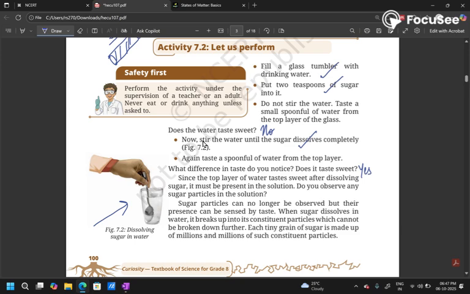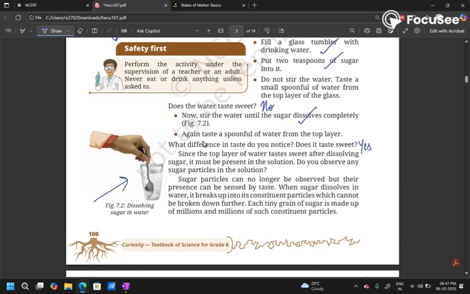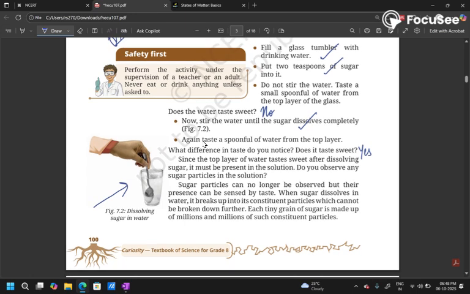Why? Because the entire content of this glass vessel has sugar dissolved in it. So now sugar is not any more sugar. It has broken down into its smaller particles, it has disintegrated into its constituent particles, and it has dissolved into the spaces found in between the particles of this liquid. Each grain of sugar is made up of millions and millions of such constituent particles, and therefore sugar cannot be seen any longer. It cannot be seen, but its presence can be felt by the sensation of taste.